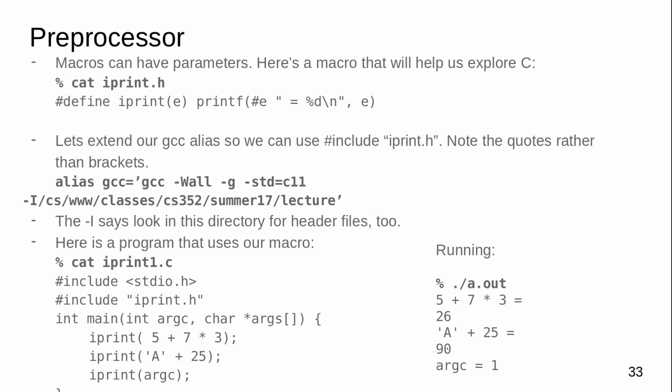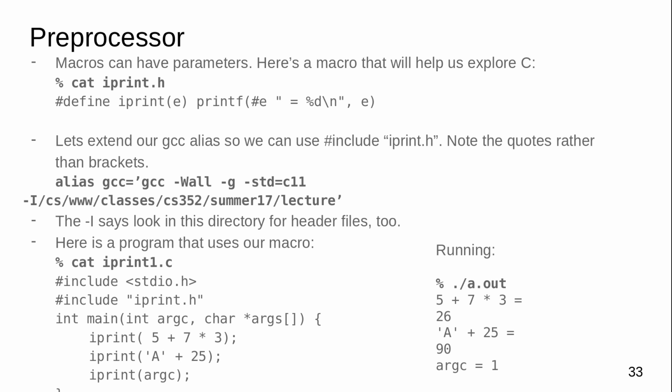So notice how I call iprint with 5 plus 7 times 3, a plus 25, and argc. I compile the program and I run it over here, and we get 5 plus 7 times 3 is equal to 26. We get a plus 25 is equal to 90. Argc is equal to 1. So what this is doing, and the slide's going off the bottom of the screen, is substituting these terms we're giving it into this printf call, right?